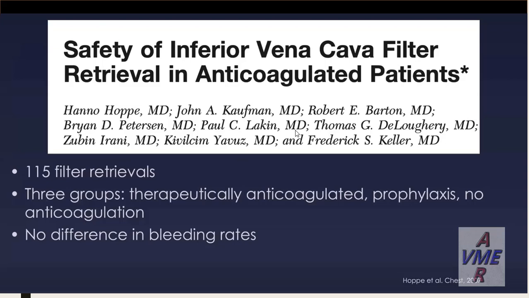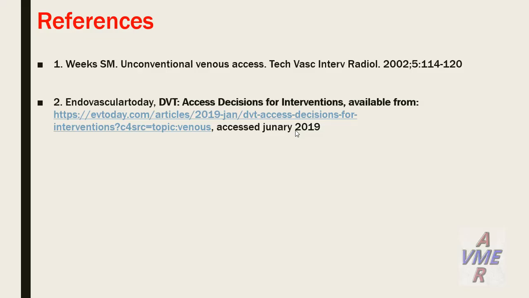This is a paper, safety of inferior vena cava filter retrieval in anticoagulated patients, and we have 150 filter retrievals. Three groups: therapeutically anticoagulated, prophylaxis, and no anticoagulation, and they didn't find any difference in bleeding rates.